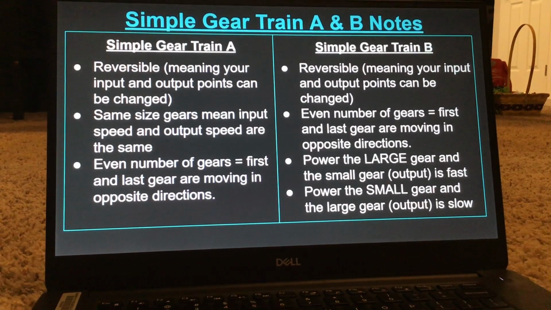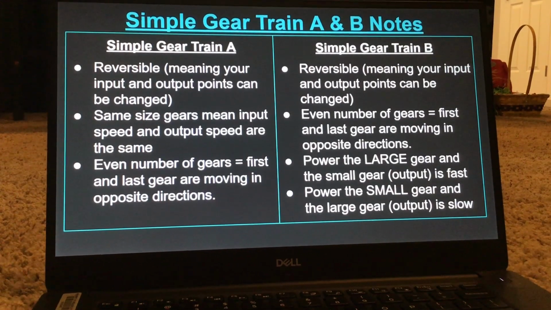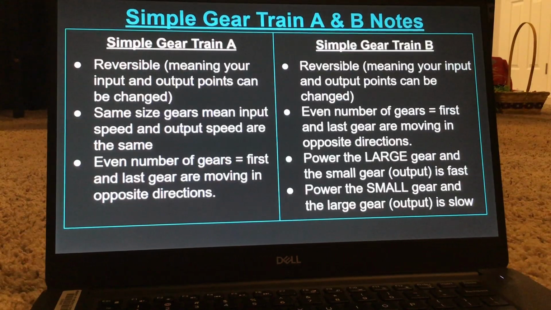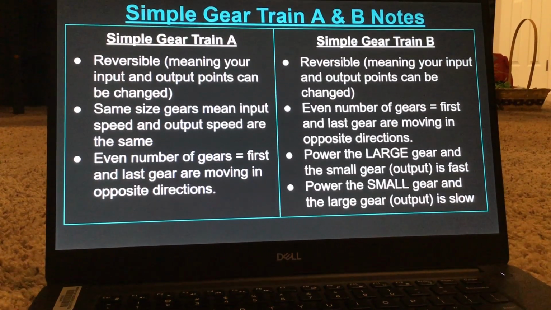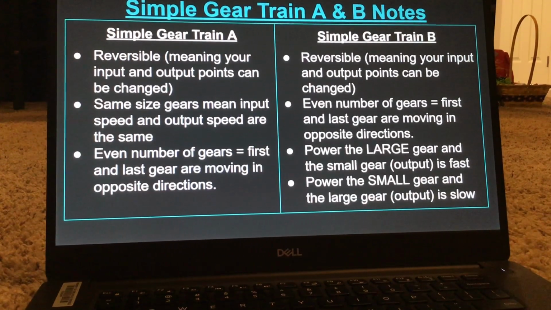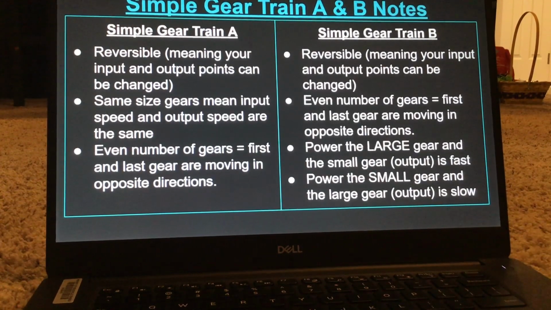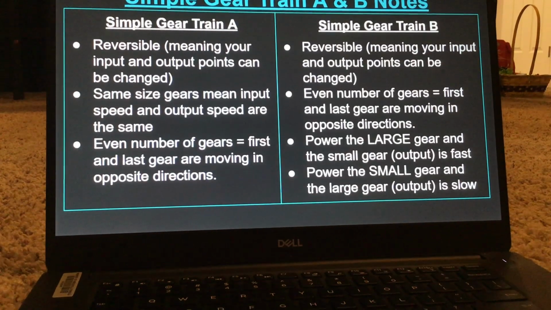The first thing we want to know about it is that it is a reversible system. That means that we can have either of our two gears be the input or the output. We can interchange it. Reversible in this system has nothing to do with going backwards and forwards like we would normally think. This means that we can, again, change where we start the system and where we stop the system.